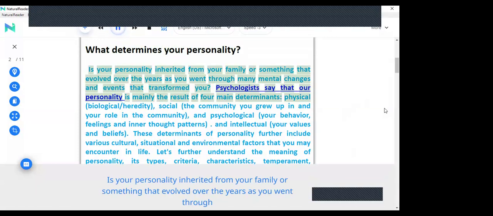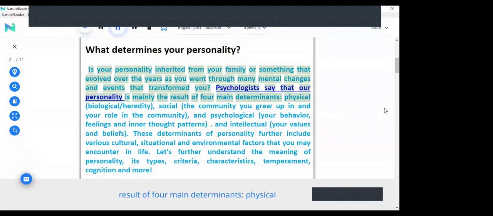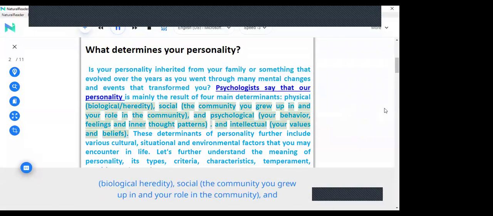Is your personality inherited from your family or something that evolved over the years as you went through many mental changes and events that transformed you? Psychologists say that our personality is mainly the result of four main determinants: physical, biological heredity; social, the community you grew up in and your role in the community; psychological, your behavior, feelings, and inner thought patterns; and intellectual, your values and beliefs.